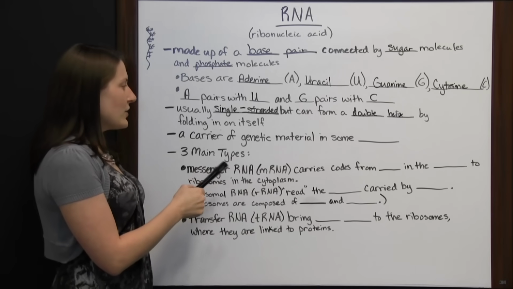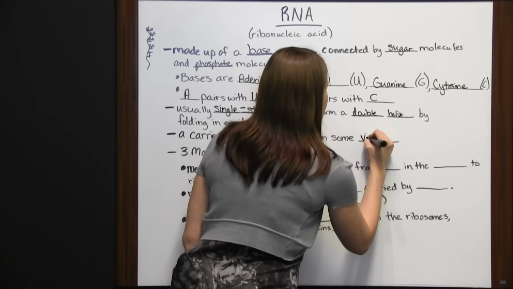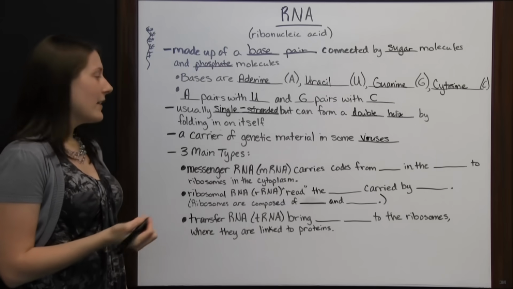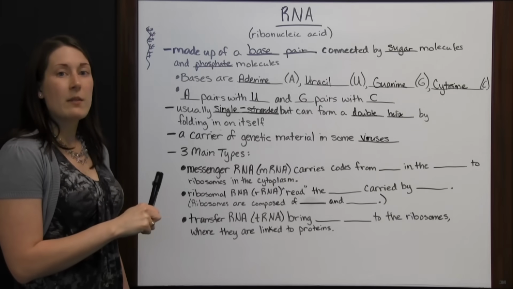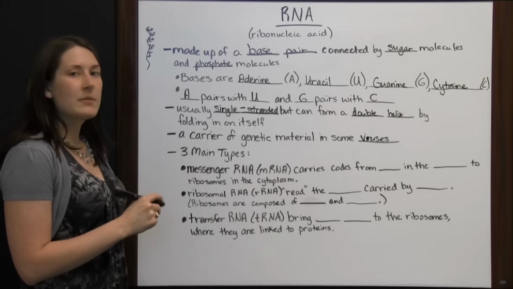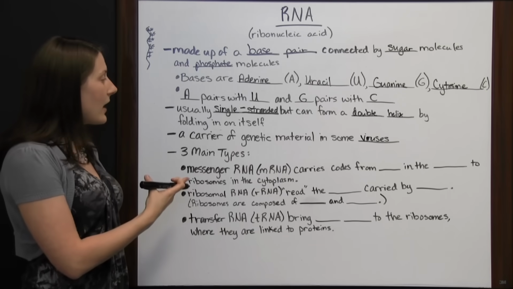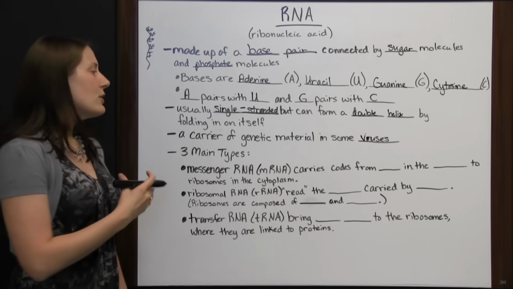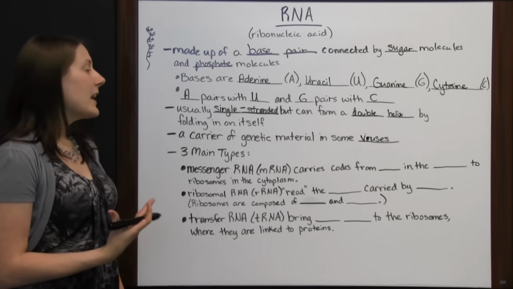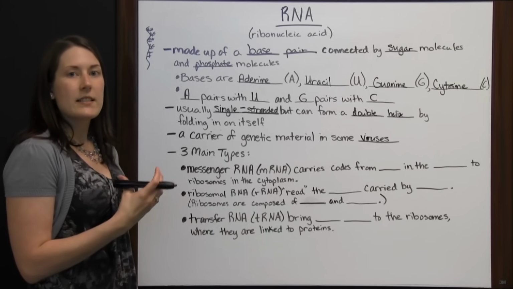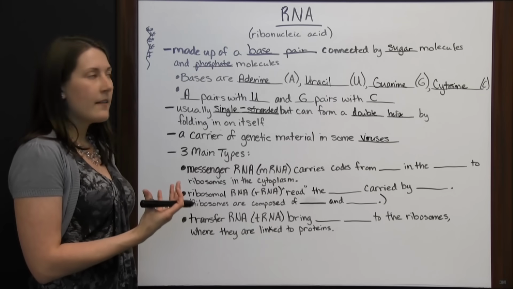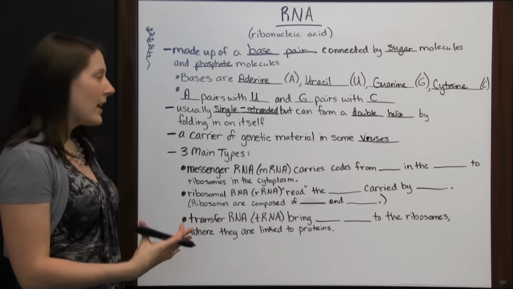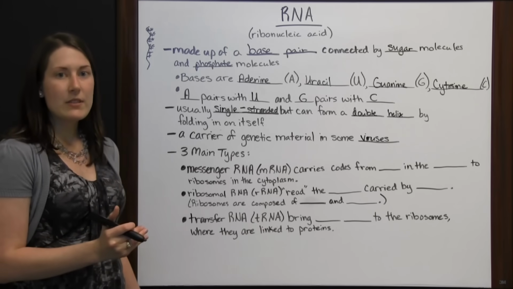RNA is also a carrier of genetic material in some viruses. So in viruses, RNA can carry the genetic material, and a lot of times if it's a more complex virus, you'll have RNA that is a double helix. It has formed a more complex structure to carry genetic material for the viruses. In most cells, DNA is what's holding all of the genetic material, but RNA is what kind of moves it around the cell. So let's look at the three main types of RNA.